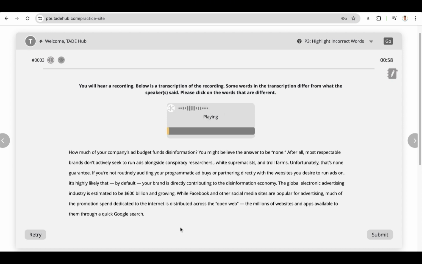How much of your company's ad budget funds disinformation? You might believe the answer to be none. After all, most reputable brands don't actively seek to run ads alongside conspiracy theorists, white supremacists, and troll farms. Unfortunately, that's no guarantee. If you're not routinely auditing your programmatic ad buys or partnering directly with the websites you want to run ads on, it's highly likely that by default your brand is directly contributing to the disinformation economy.